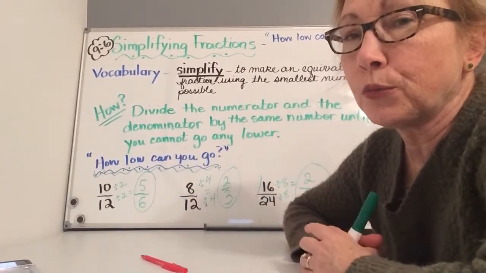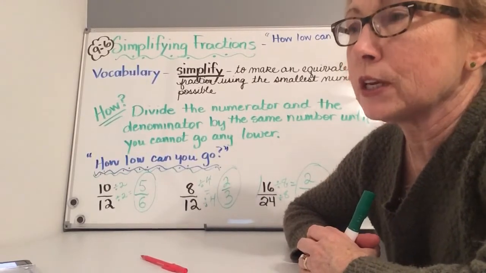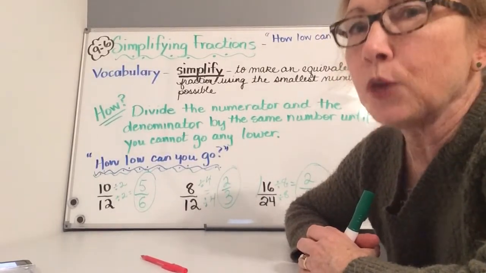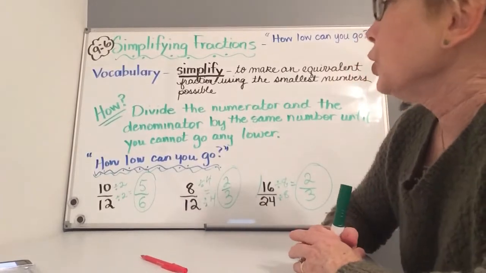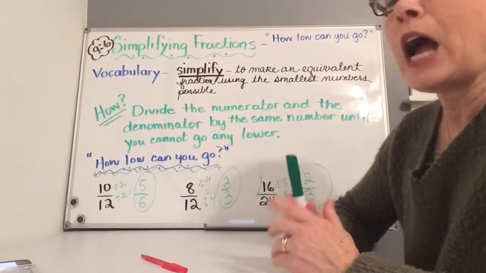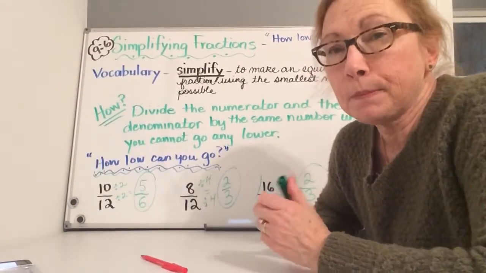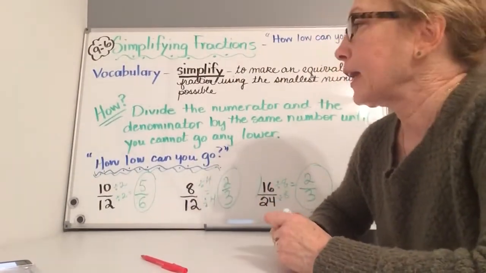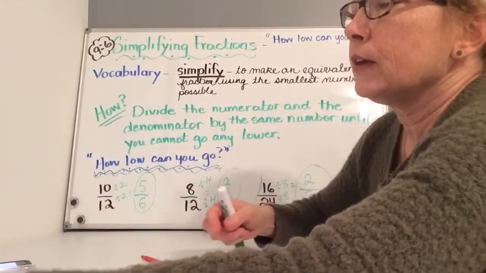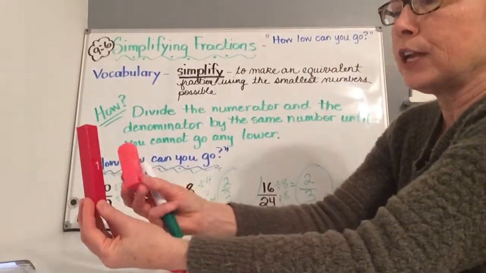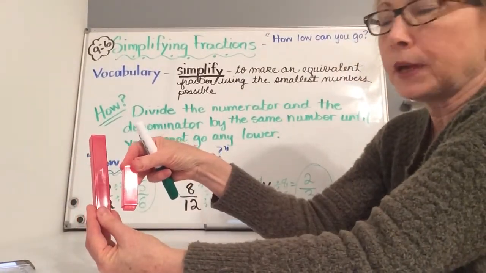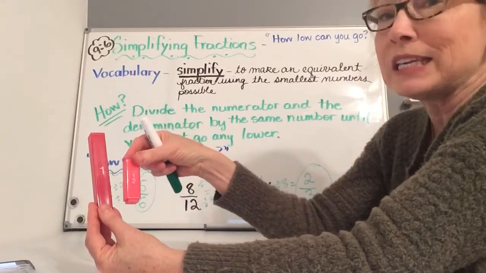Again, make sure you're aware of what your simplification definition is, okay? When you are simplifying, you're simply looking for a number that both your numerator and your denominator can be divided by, and that is going to give you the simplest representation of your fraction, okay? The least amount of pieces.